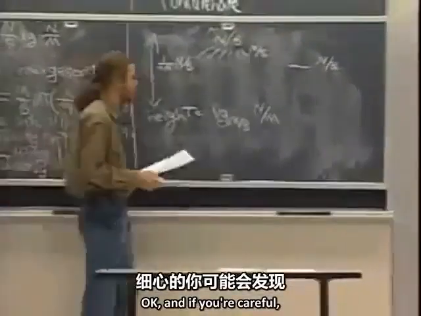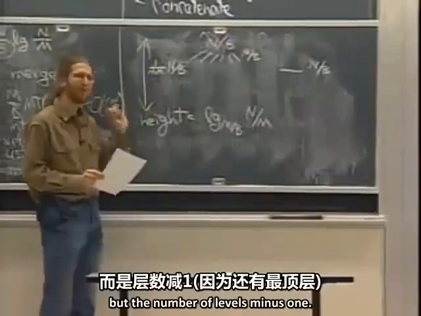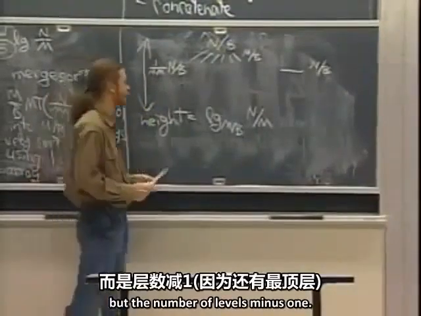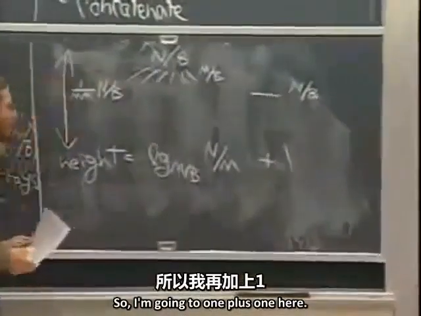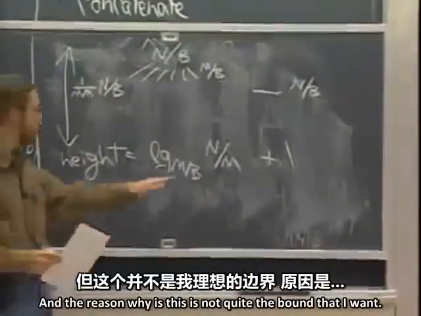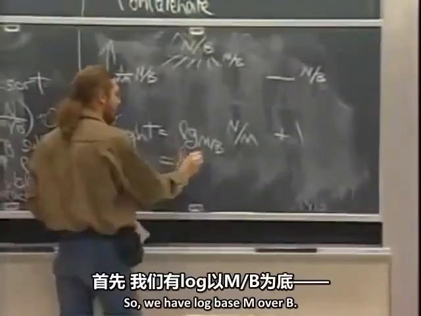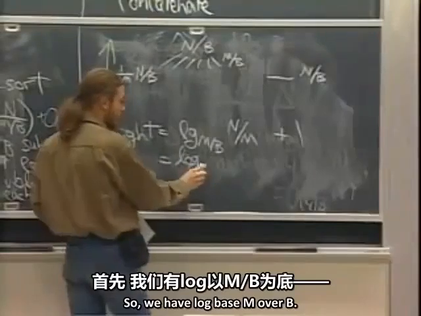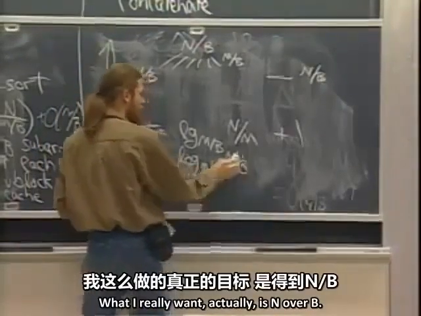OK. And if you're careful, this counts not quite the number of levels, but the number of levels plus 1, or minus 1. So I'm going to add on a plus 1 here. And the reason why is this is not quite the bound that I want. Let me rewrite it a little bit. So we have log base M over B. What I really want actually is N over B.